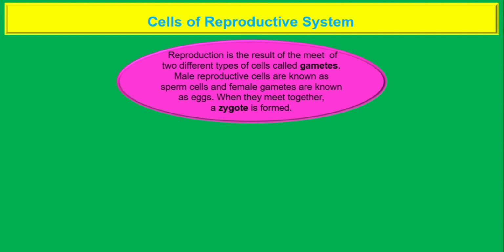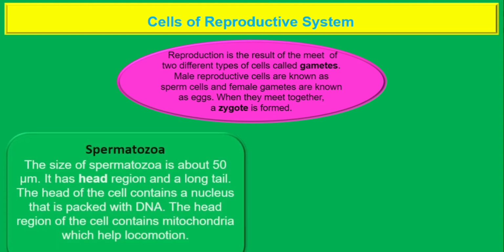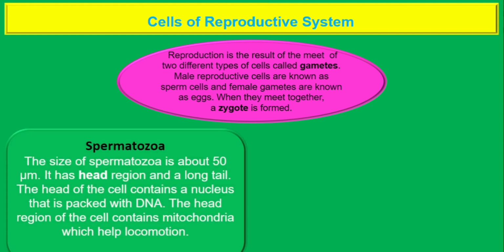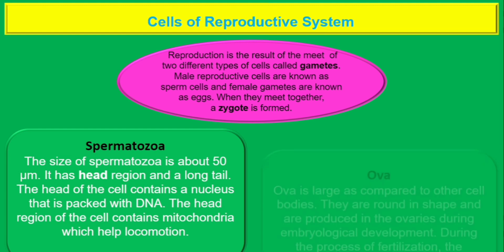The male reproductive system cell is known as spermatozoa. The size of the spermatozoa is about 50 micrometer. It has a head region and a tail. The head of the cell contains a nucleus that is packed with DNA. The tail region of the cell contains mitochondria, which help in the locomotion of the cell.